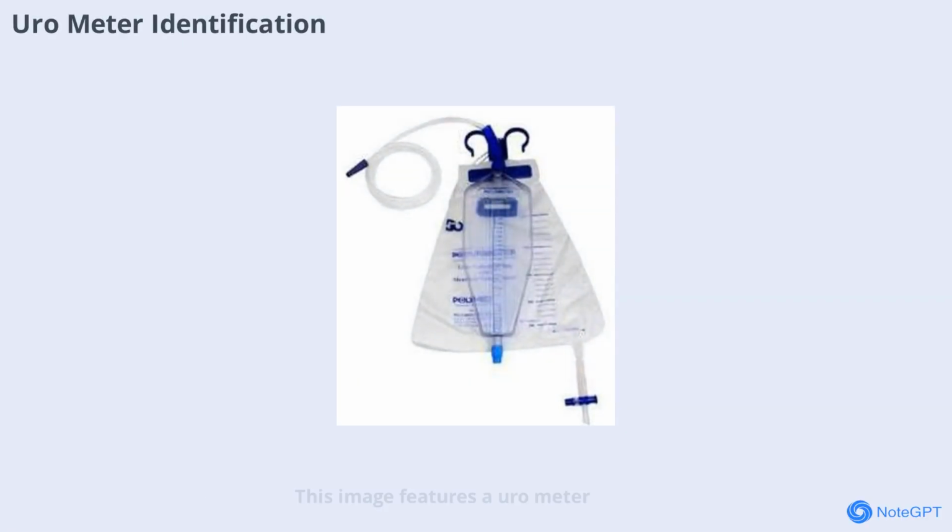This image features a urometer, a device used to accurately measure urine output in patients. The urometer is often used in critical care settings where precise monitoring of fluid balance is essential. Its design includes a graduated chamber for measurement and a larger collection bag. Proper use of the urometer helps guide fluid management and detect early signs of kidney dysfunction.